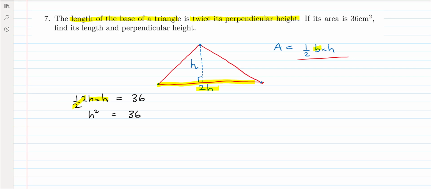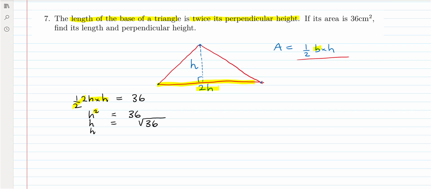Now we need to get rid of the squared part here, so we want to be left with just h. To undo the square, we take the square root. So h is going to be equal to the square root of 36. Sometimes you'll need to take the plus or minus square root of a number, but here we're dealing with the length or the height of a triangle, so that is always going to be positive. We can't have a negative height or a negative length.